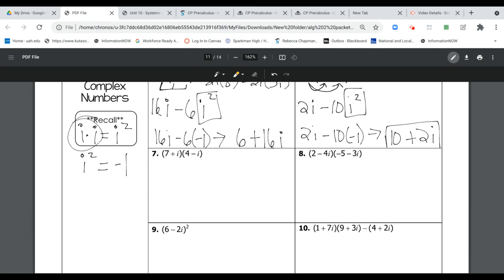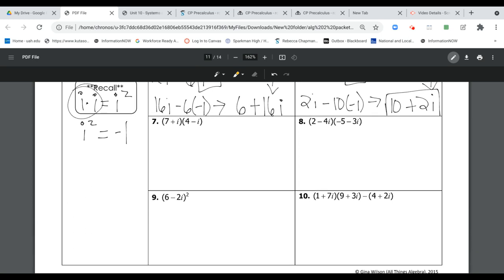Is it okay that it's 16i? Yes. Is it okay that it's 2i? Yes. The front number doesn't matter. What matters is that your exponent cannot be bigger than 1, so you're going to have to simplify that, and we did that in a previous lesson.